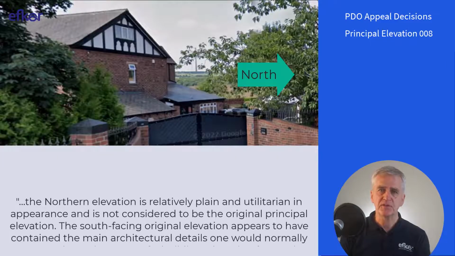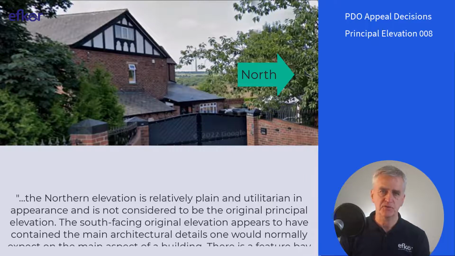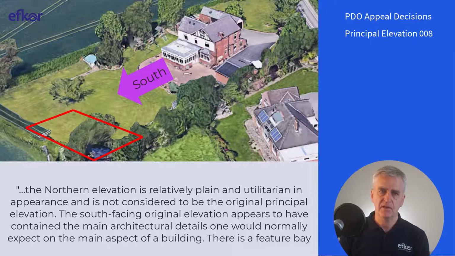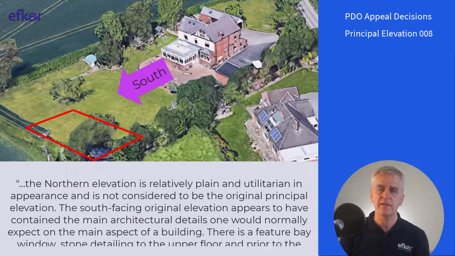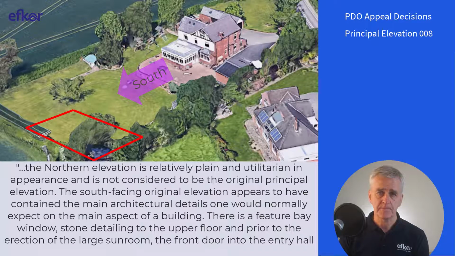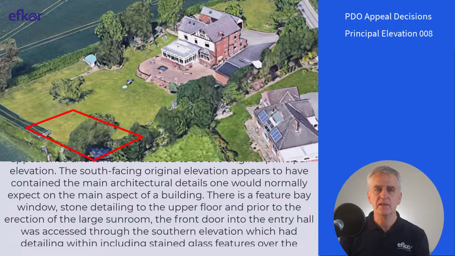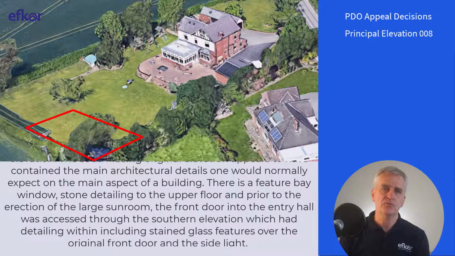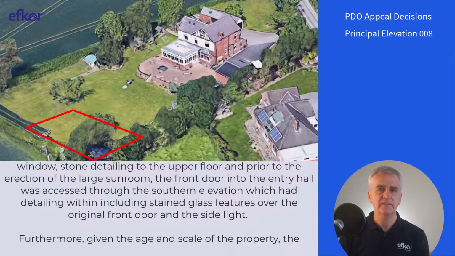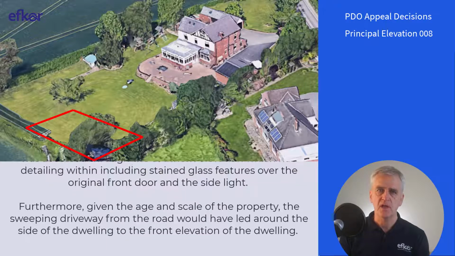The northern elevation is relatively plain and utilitarian in appearance and is not considered to be the original principal elevation. The south-facing original elevation appears to have contained the main architectural details one would normally expect on the main aspect of a building. There is a feature bay window, stone detailing to the upper floor, and prior to the erection of the large sunroom, the front door into the entry hall was accessed through the southern elevation, which had detailing within, including stained glass features over the original front door and the side light.